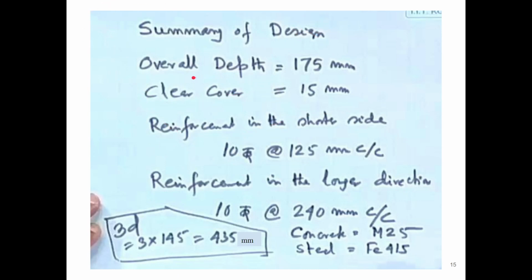We can design the slab such that the overall depth is 175 millimeter, the clear cover is 15 millimeter. The reinforcement in the shorter side is 10 phi at the rate 125 millimeter center to center. The reinforcement in the longer direction is 10 phi at the rate 240 millimeter center to center. The concrete is M25, steel is Fe415. So basically, these are the conditions.